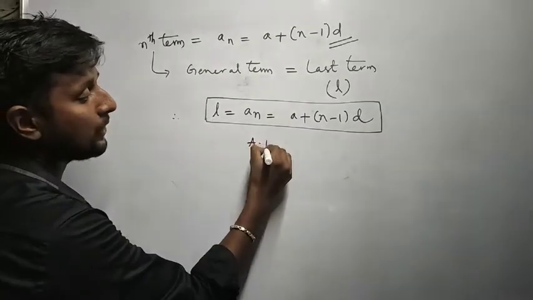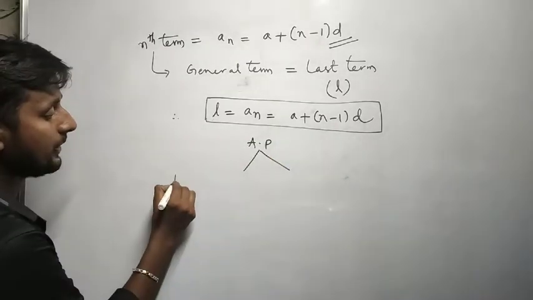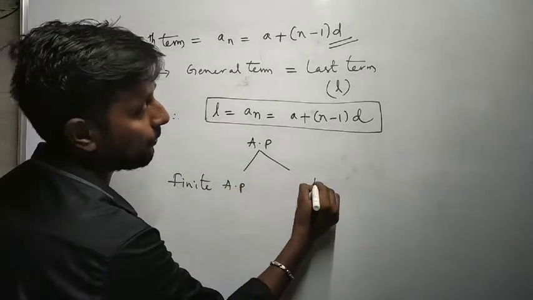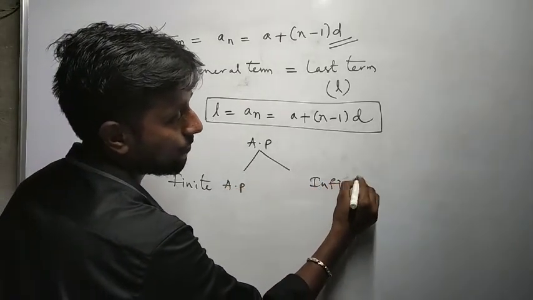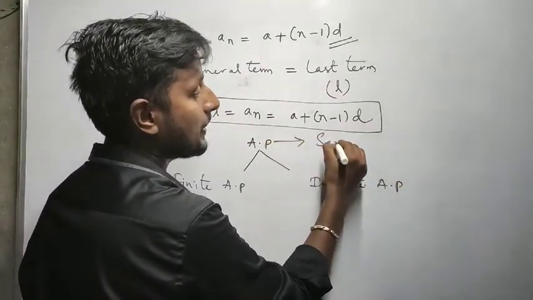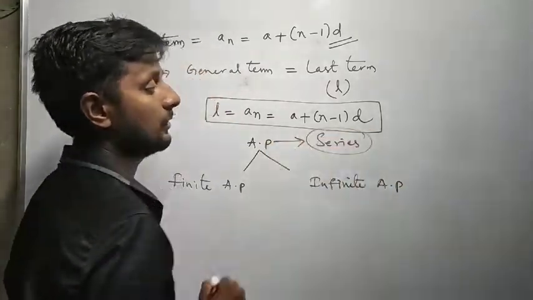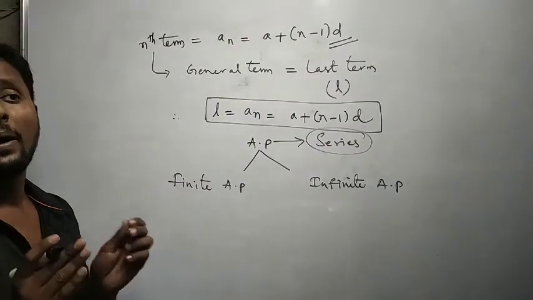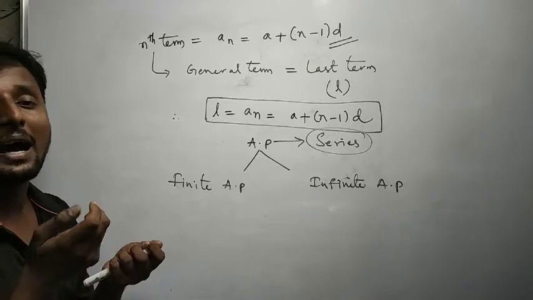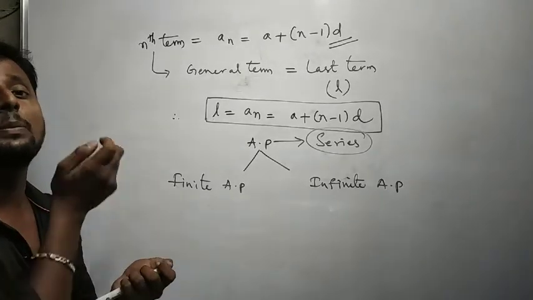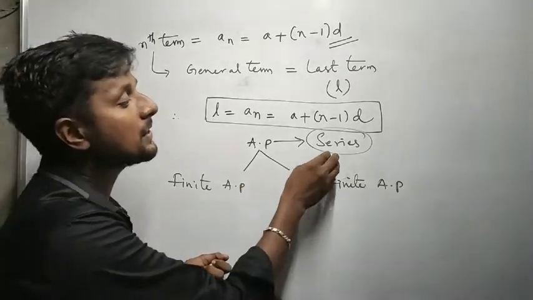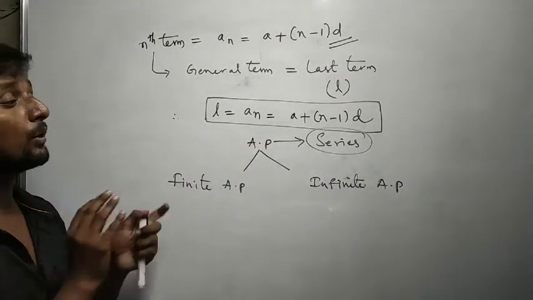Then AP. AP is basically of two types: one is finite AP and one more is infinite AP. So what is AP, first of all? AP is a series, a list of numbers, where except the first term, the remaining terms have a common difference. By adding the common difference, a fixed number, to the preceding number, we get the successive numbers. So those kinds of series can be called an AP.